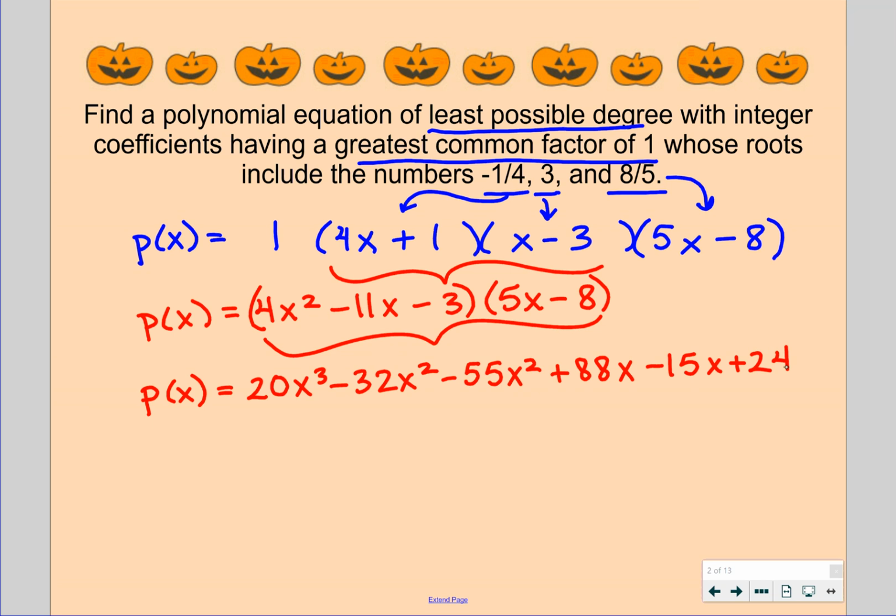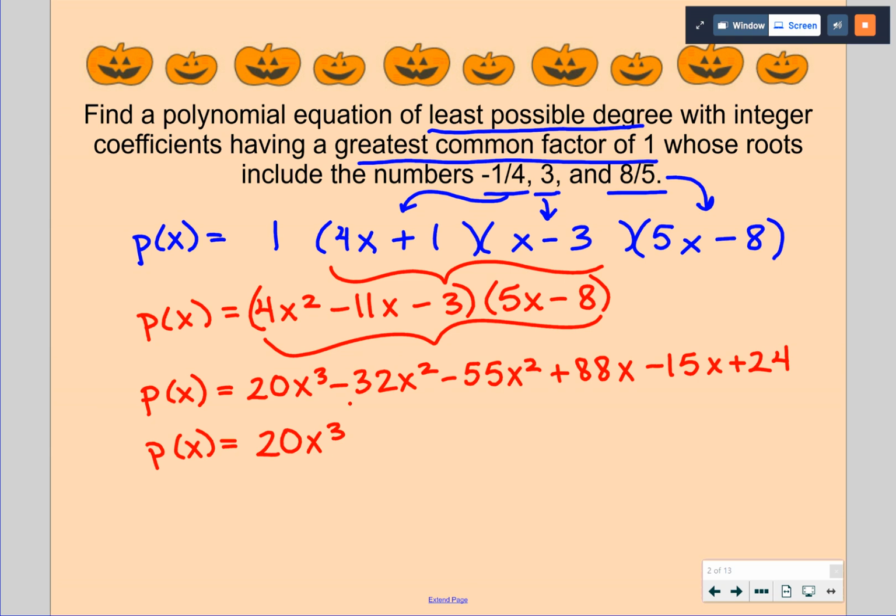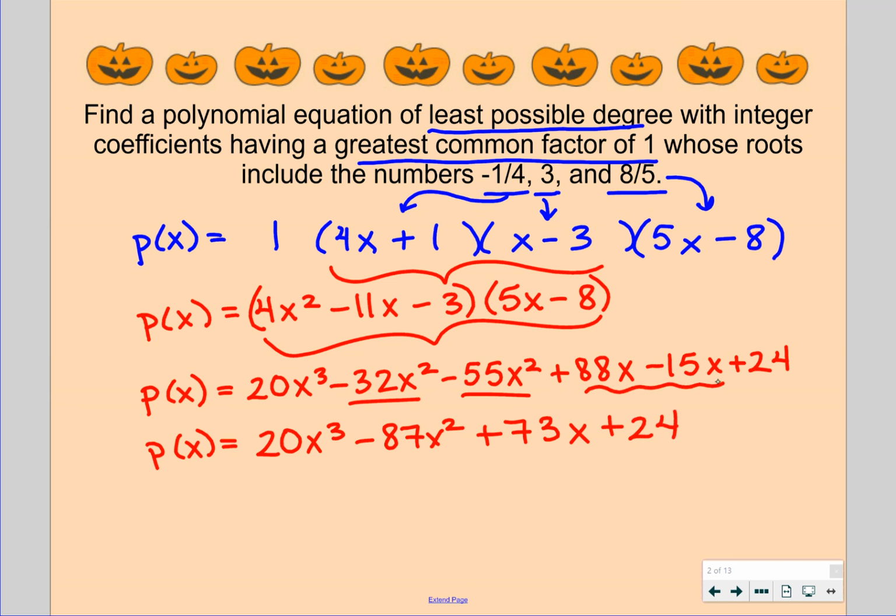And now you're just going to add your like terms, and you will have your standard form. So 20x to the third, a couple x squareds, negative 32 and negative 55 give me negative 87. 88 minus 15 gives me a positive 73x. I'll put those together and bring down my 24.